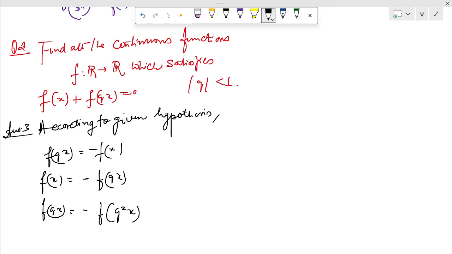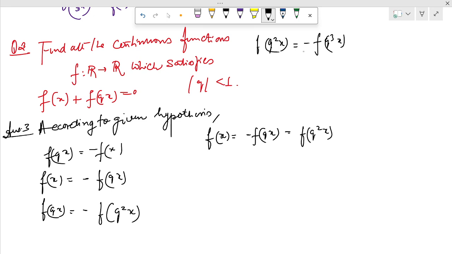So f of qx will be equal to minus of f of q square x, and if you want to continue it further, f of q square x will be minus of f of q cube x, and so on and so forth. So what I can write from here is that f of x will be equal to minus of f of qx. f of qx will be minus of f of q square x. This will be plus f of q square x. So this will be minus of f of q cube x, and this will go on, so on and so forth. So I'll write it as minus 1 raised to power n f of q raised to power n x.